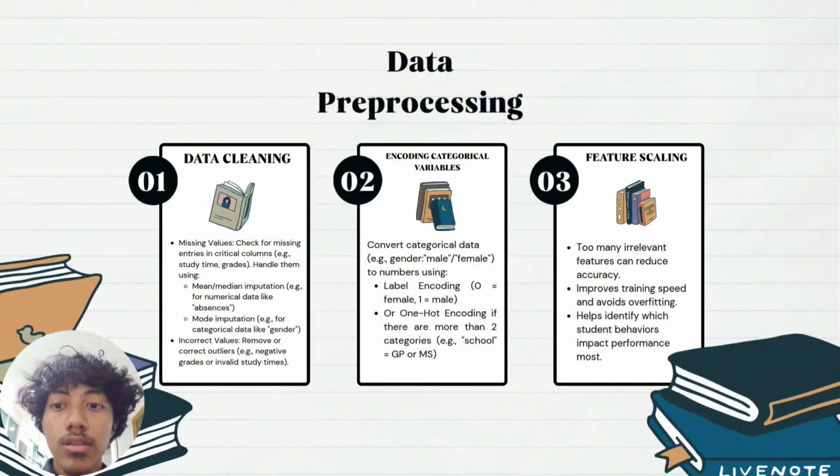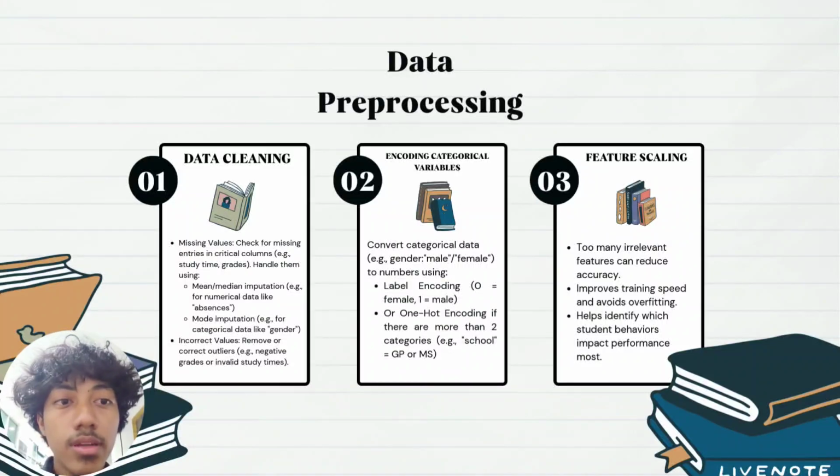And next is encoding categorical variables. Since machine learning models can't understand words like male or female, we convert them into numbers. For example, we use 0 for female and 1 for male. If a column has more than 2 categories, such as school name, we will use one-hot encoding so every category has its own column.